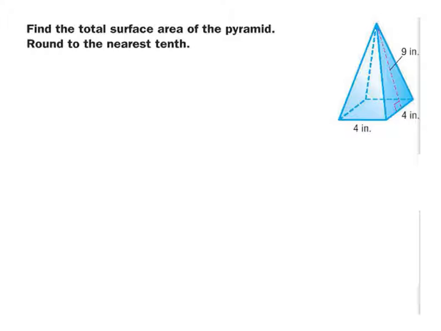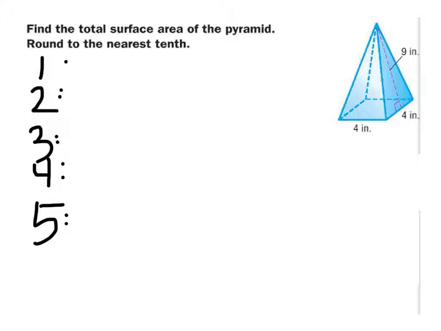Okay, here's an example with a square pyramid, because we know that this base is a square. How? Because all of those side lengths are the same, okay? It tells us you've got 4 inches there and 4 inches there. So this is definitely a square. All right, so let's go ahead and figure out the area. And so how many surfaces do we have? Well, you're going to have 4 triangles and then the base as well. Okay, so we need to figure out all 4 of these.